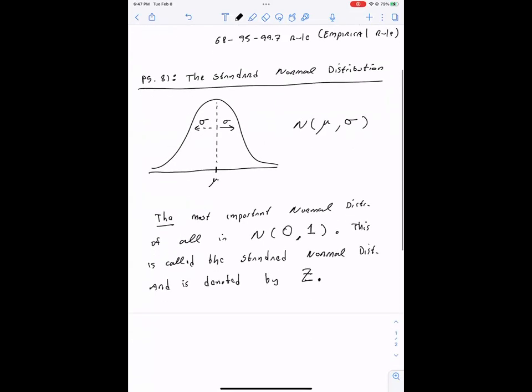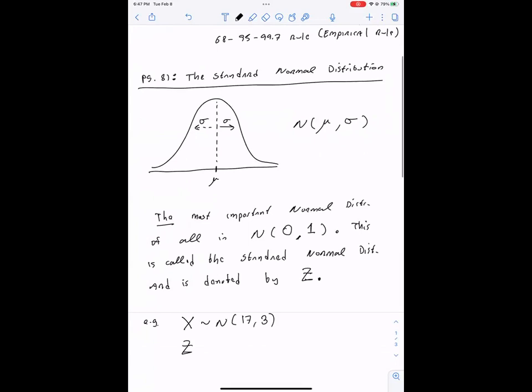So when we talk about a normal distribution, I might say, for example, suppose X is normal with mean 17 and sigma 3. Or I might say, suppose we have Z. And Z just is immediately known to be normal with mean 0 and sigma 1. I don't have to say that. When I see the distribution Z, it's normal, mean 0, sigma 1.